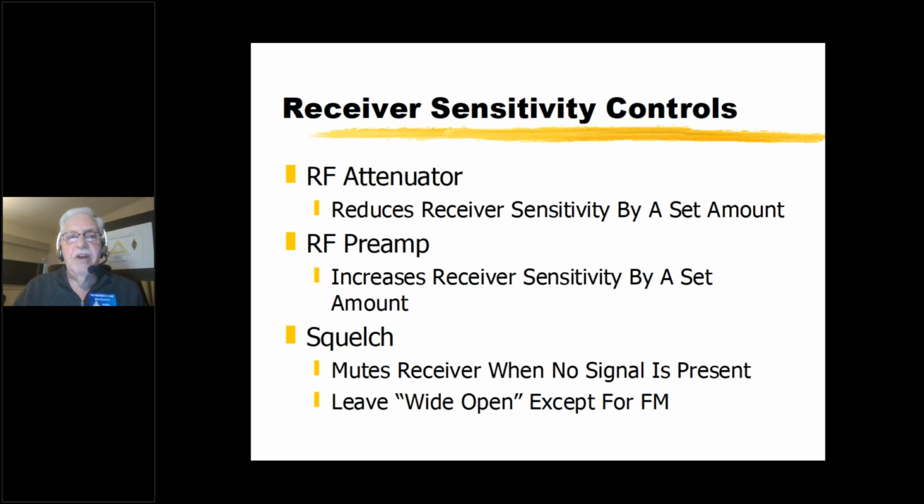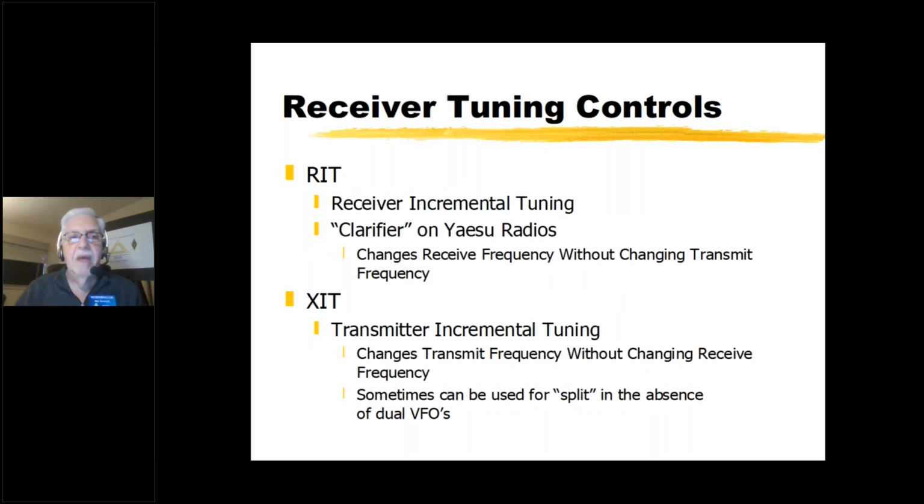Sensitivity controls. An RF attenuator, usually a button or a dial, reduces the receiver sensitivity by a set amount. This is useful for reducing noise and for reducing adjacent channel interference. RF preamp does the reverse of an attenuator. It increases receiver sensitivity by a set amount. Radios that have FM on them usually have a squelch control. It mutes the receiver when no signal is present. You leave it wide open except for FM.